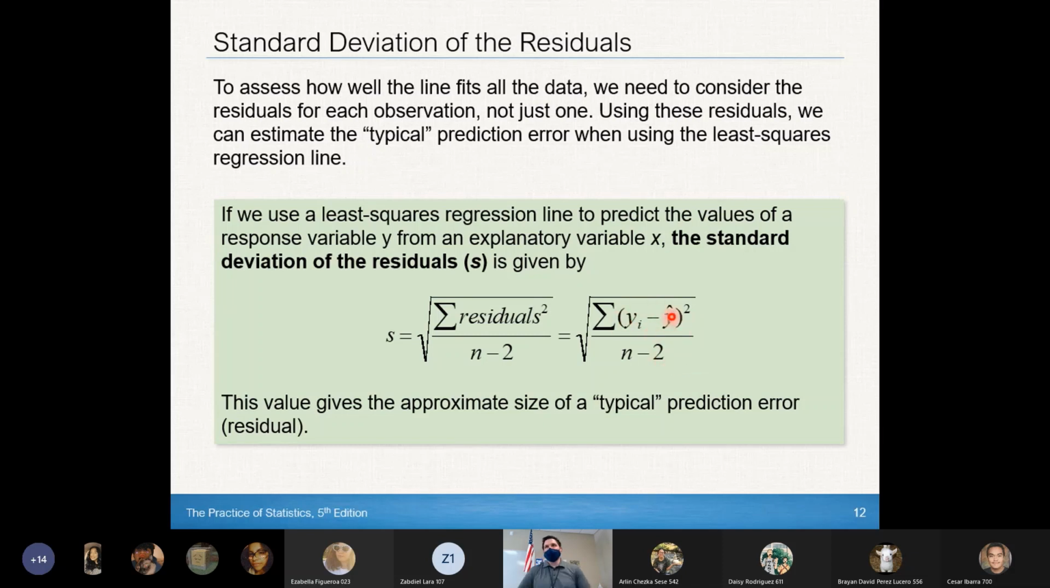Again, this is the squared residuals. So we're adding up all the squared residuals, dividing by n minus 2, and taking the square root of that. This value gives the approximate size of a typical prediction error or residual.